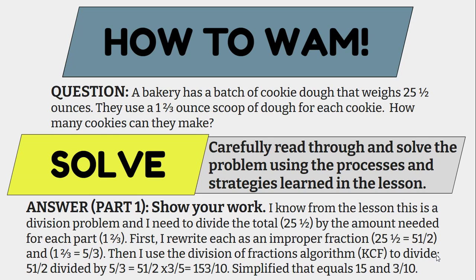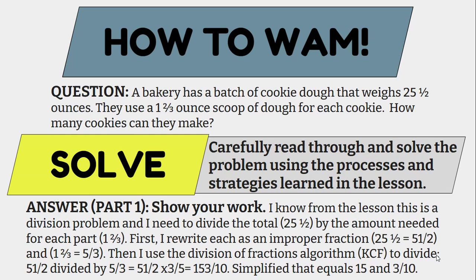So 25 1/2 becomes 51.5 or 51 halves. And then 1 2/3 becomes 5/3. Then I'm going to use our division of fractions algorithm. An algorithm is a math process we can use to solve a certain type of problem. And in this case, I'm going to use keep, change, flip, or keep, change, reciprocal to divide.